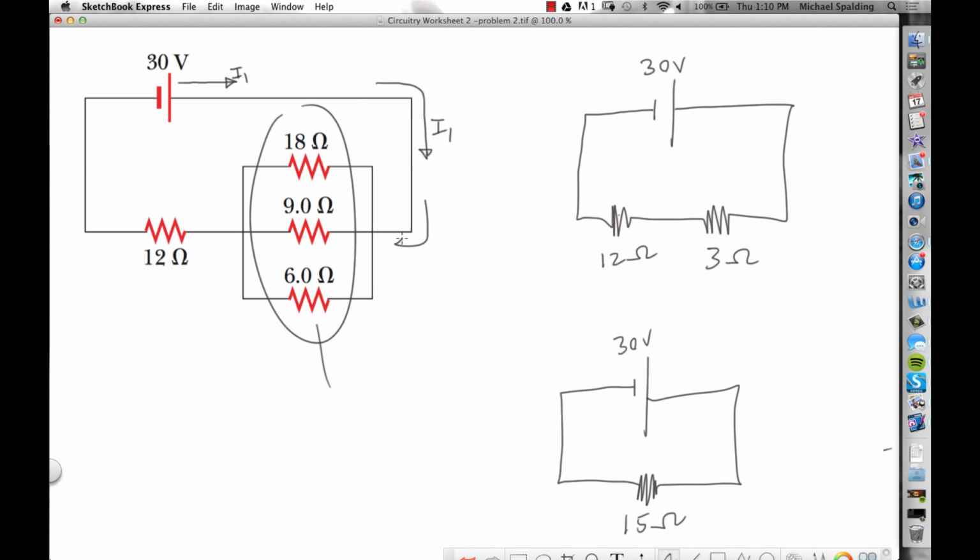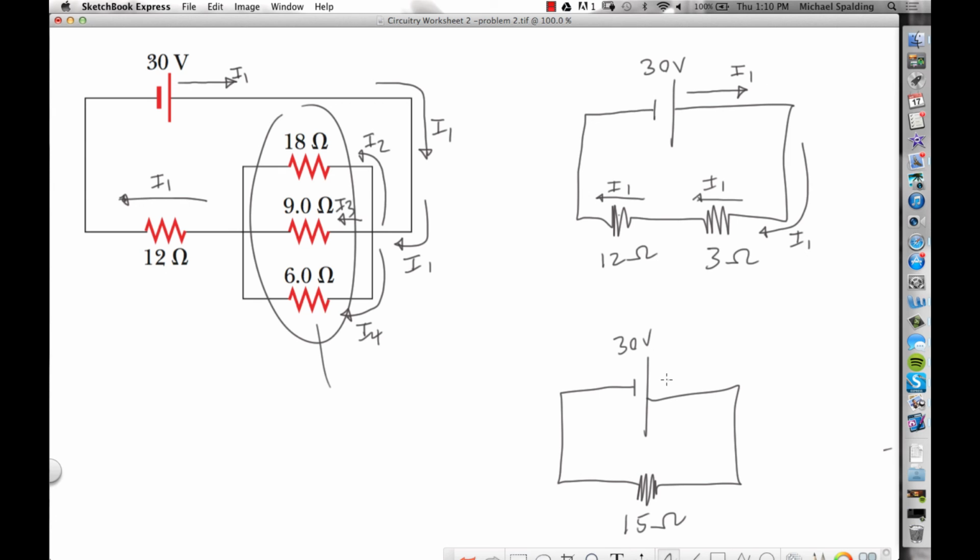It's the current before splitting. There's I1. And then up here, we'll call this I2. And then through here would be I3. And then down here will be I4. And then what's this one going to be? We're back to I1. Okay, what current is in this picture? I1. It's the current before splitting.